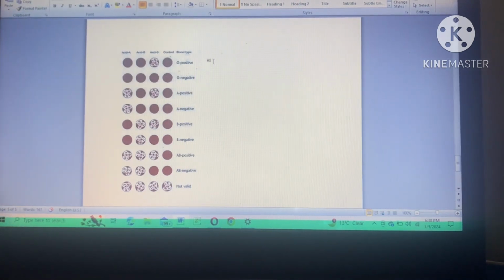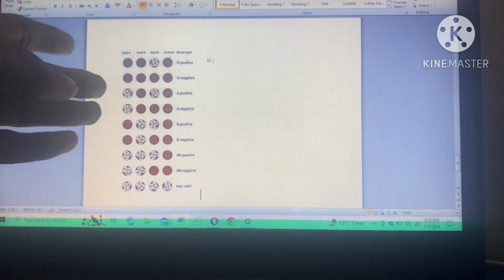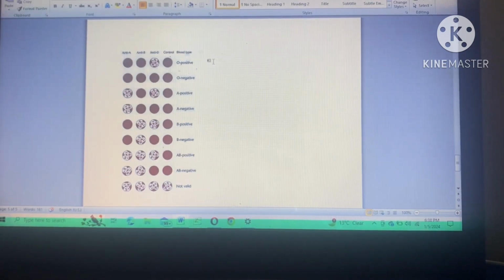If you have a blood sample and the test result is like that, there's no sign of agglutination on that card, is this not accurate? No, that means that one is O negative. It doesn't have A, it doesn't have B, it doesn't have Rh factors, and the result is O, but O what? Negative.